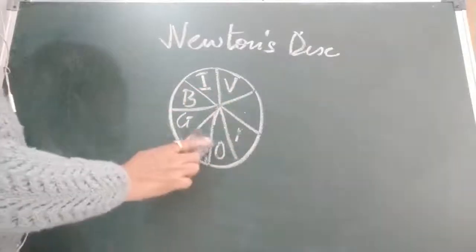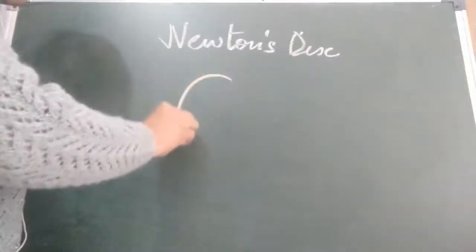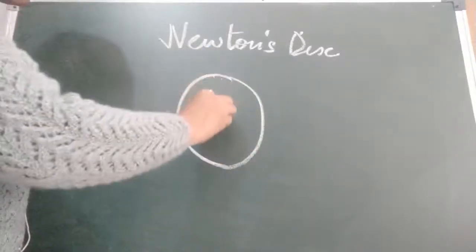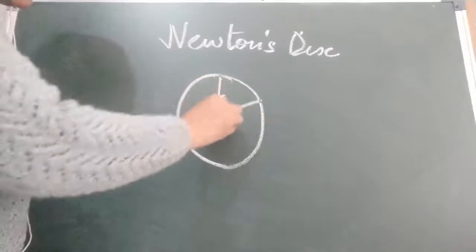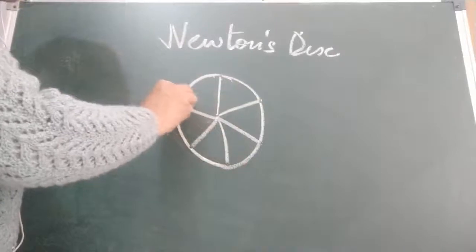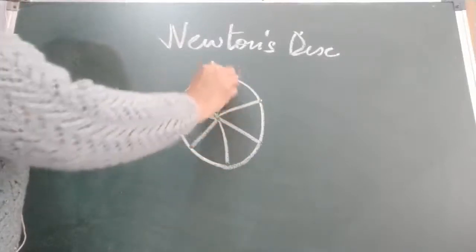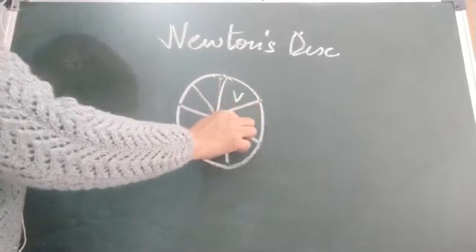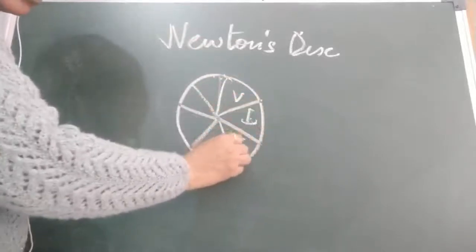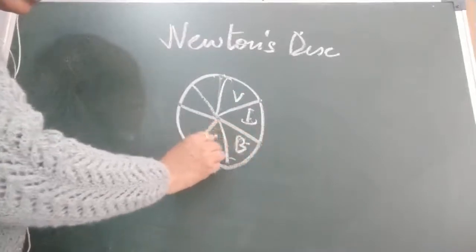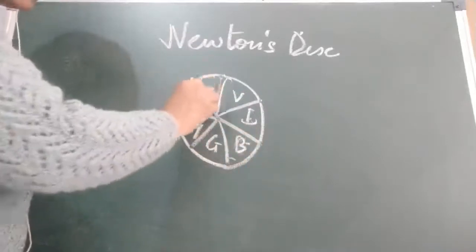I have made 8 spokes, sorry. 1, 2, 3, 4, 5, 6, 7. Violet, indigo, blue, green, yellow, orange, red.